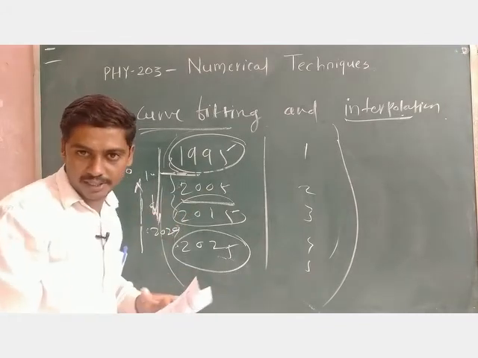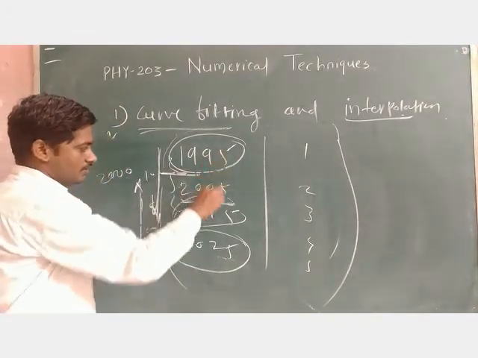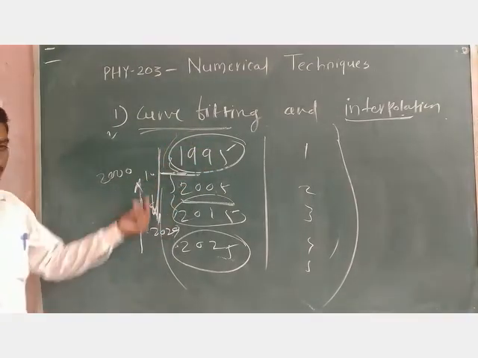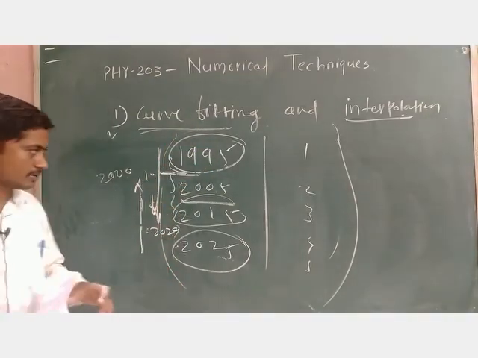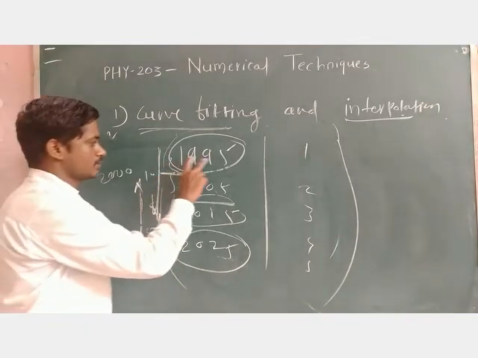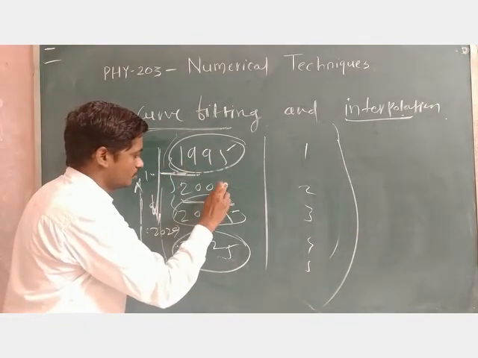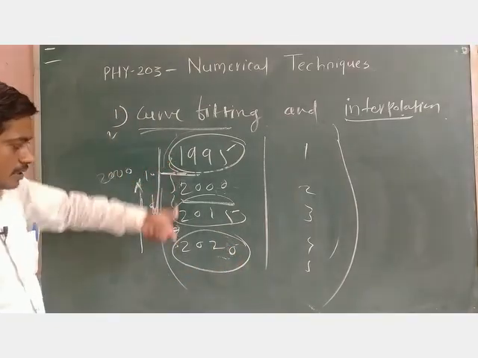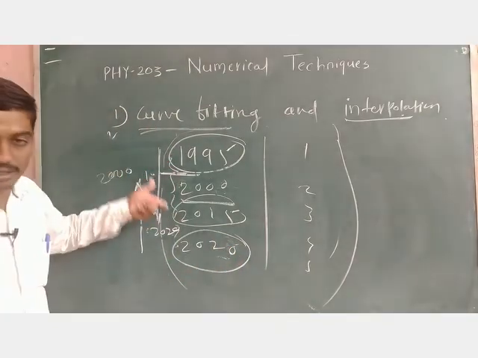Then for unequal intervals, right? So these are for the equal interval, because 1995, 2005, these all are having intervals of 10 years, right? So these are for the equal intervals. But for unequal intervals, let us suppose this is 1995, this is 2000, again this is 2015, and again 2020. So these intervals are not equal. That means these are unequal, right?